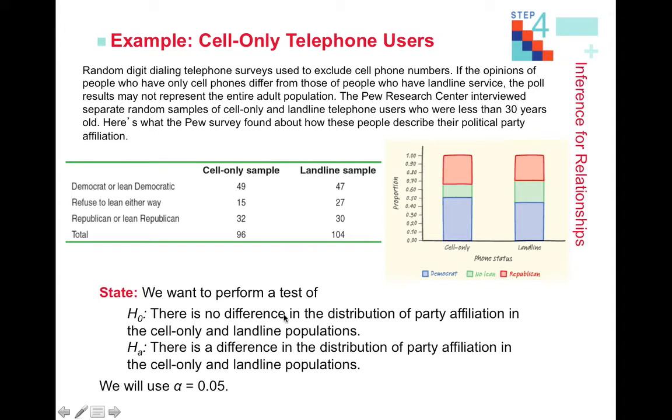So now it's in context, so it's not generic like it was before. There is no difference in the distribution of party affiliation in the cell only and landline populations. The alternative says that there is a difference. And they're going to pick a significance level since one was not assigned.